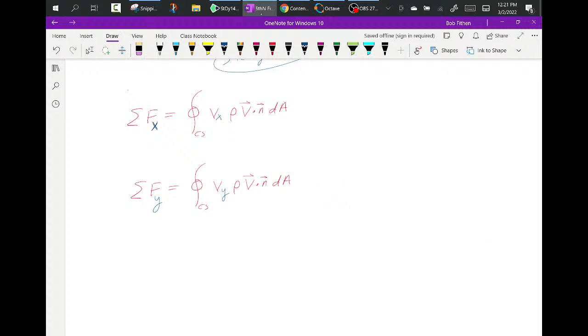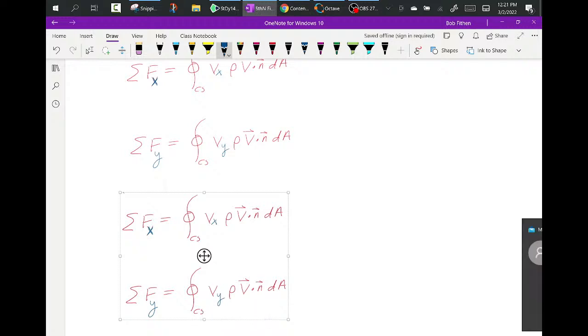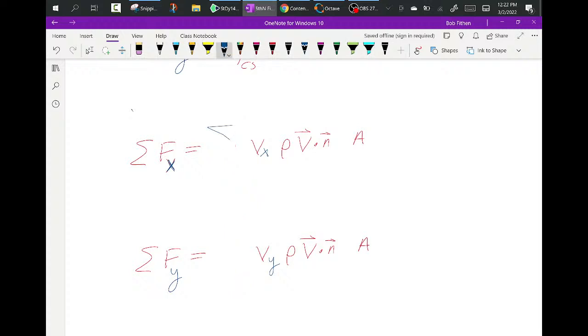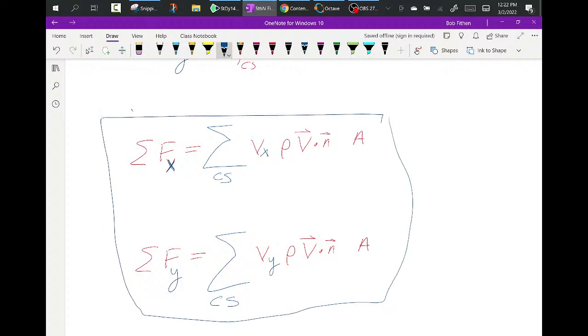Here's what I mean. Next, copy, drop it about right there. This time I am averaging it. Now I'm averaging over the whole control surface. So this turns into a summation over the entire control surface and a summation over the entire control surface. So now I've reduced it down to the point where I can actually use this set of equations to solve my problem.